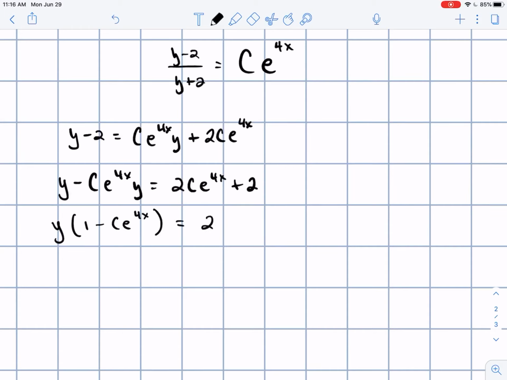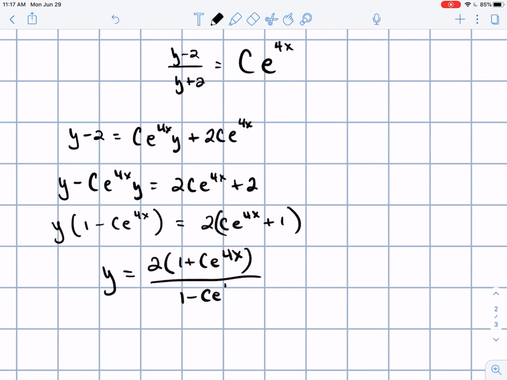Now I could factor out that y on the left side. Actually, let's also factor out a 2. Okay, and now I could divide both sides by that 1 minus c e to the 4x, and I'm left with, I'm going to rearrange some stuff here just so it looks neat. And that would be your solution.